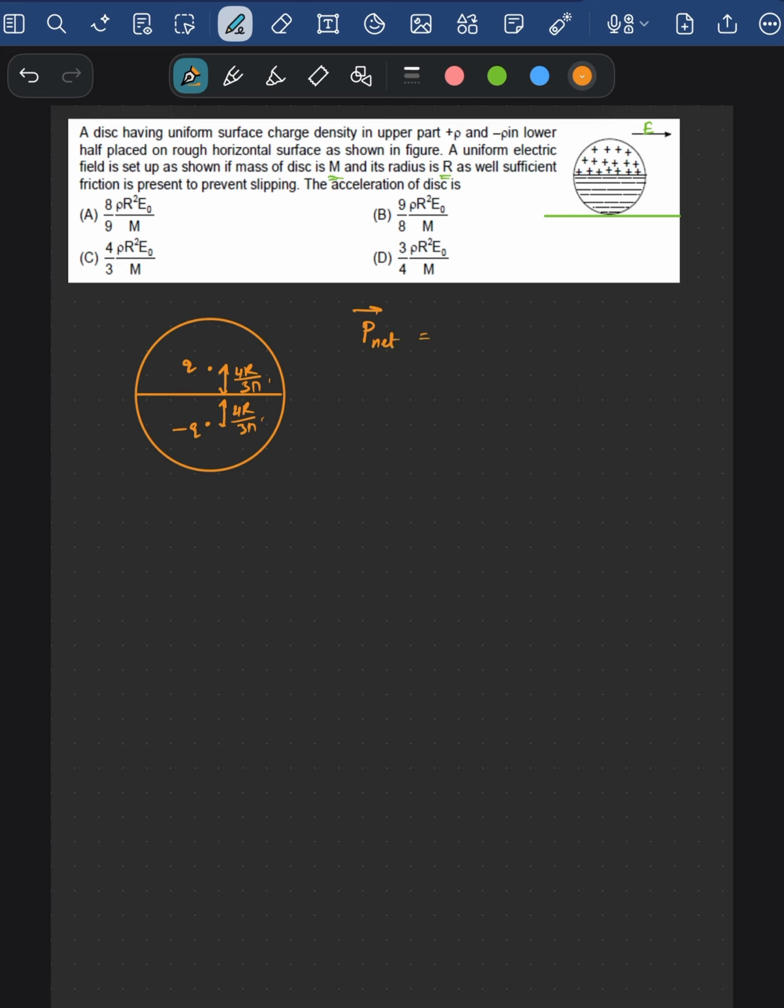This net dipole moment of this disk will be equal to q into 8r by 3 pi, where q is the charge on each half of the disk, and that q value will be equal to nothing but rho into pi r squared by 2. So it's rho into pi r squared by 2 into 8r by 3 pi. This will be your net dipole moment, right? So pi gets cancelled, 2 gets cancelled. So we'll get this value to be equal to 4 rho r cubed by 3. So this is your dipole moment of the disk right now, right?